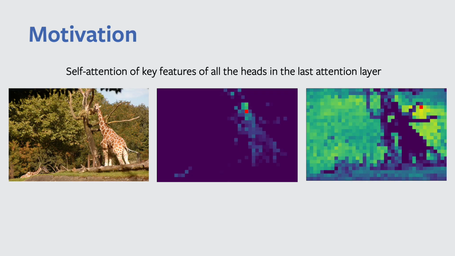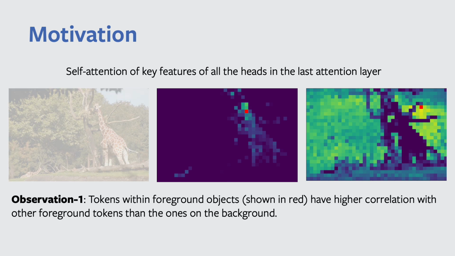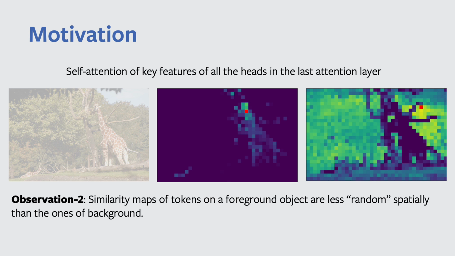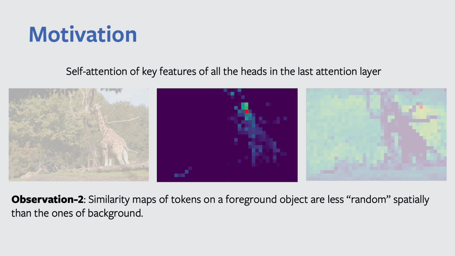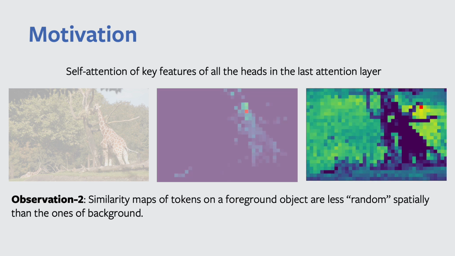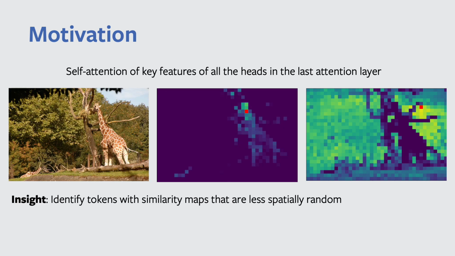We make 2 observations from the self-attention maps of the key features of all the heads in the last attention layer of the self-supervised transformer. First, the tokens within foreground objects exhibit higher similarity with other tokens on foreground objects than the ones on the background. Next, the similarity map of the tokens on the foreground are usually less random and localized, unlike the ones of background tokens. Our insight is to identify all the tokens that lie on foreground objects using these observations.